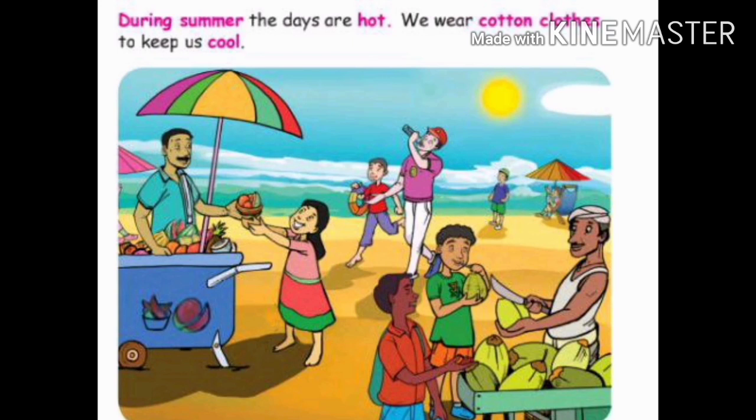Children, during summer, the days are very hot. We wear cotton clothes to keep us cool. Children, what else we will do on summer season? We will drink plenty of water, fresh juice, tender coconuts, and we will wear cotton clothes to keep us cool. Isn't it, children? So these are the things which we do in summer season.